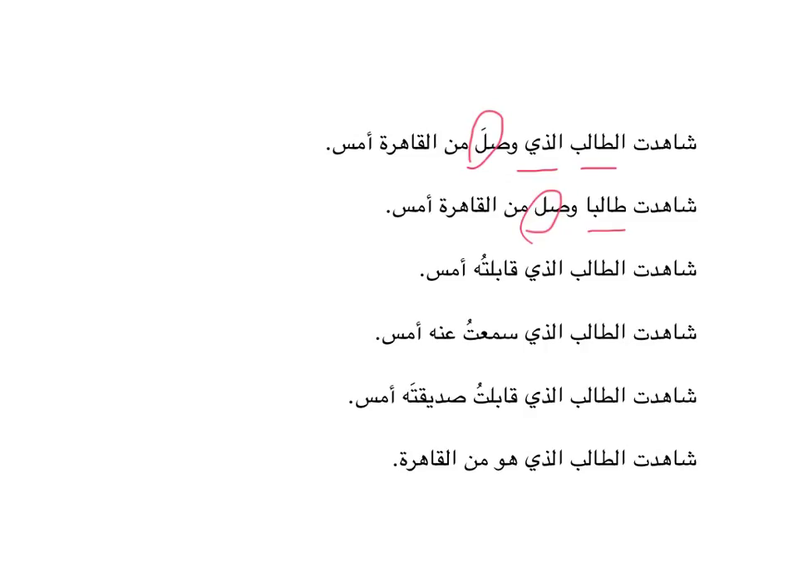The next one, shahadtu at-talib alladhi sami'tu anhu ams. Again, on the object for preposition, I saw the student who I heard about him yesterday. Shahadtu at-talib alladhi qabaltu sadiqatahu ams. I saw the student who I met his girlfriend yesterday. In English we would say, I saw the student whose girlfriend I met yesterday. And shahadtu at-talib alladhi huwa min al-Qahira, just to show you that you can actually have a huwa in an equational sentence, and it will still be a relator referring back to talib.